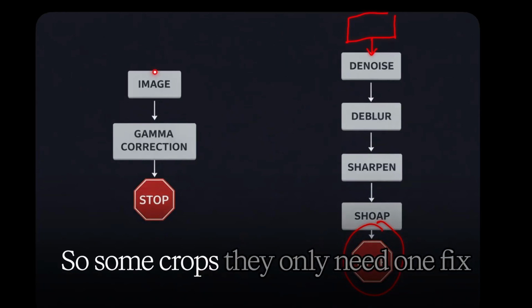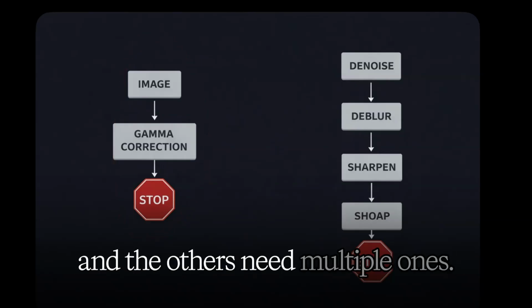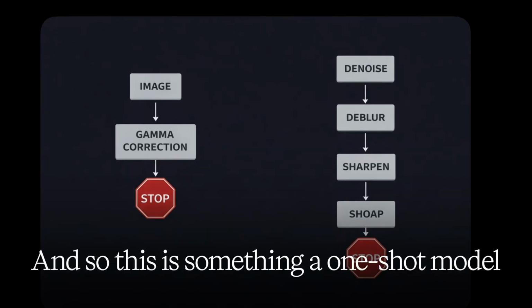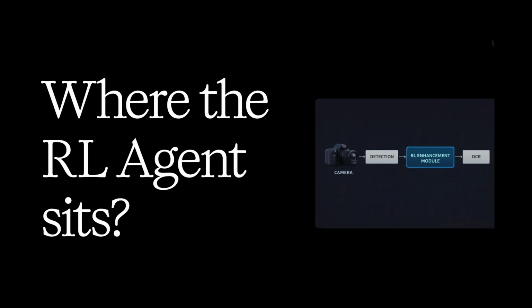Some crops only need one fix, and others need multiple ones. It's exactly things like this that give us variable length processing. Sometimes it's short, and sometimes it's better to plan longer. You're going to get feedback at each of those steps, and then you're going to have the ability to stop early or stop late. This is something a one-shot model can't do, and that's another reason why we are using reinforcement learning here.